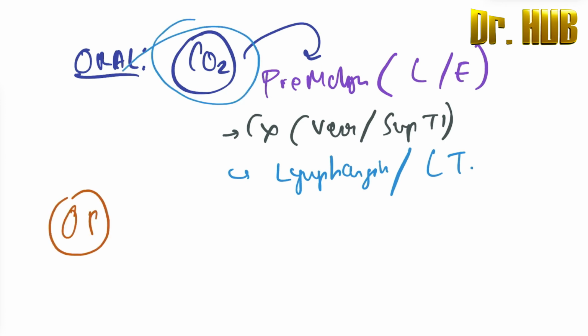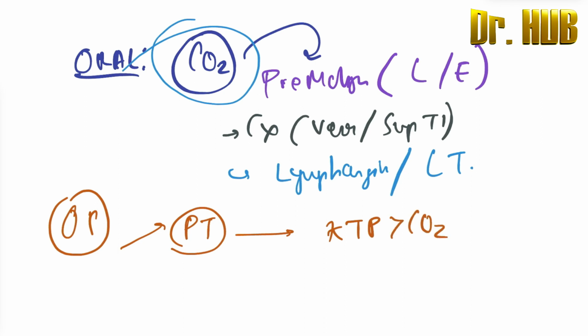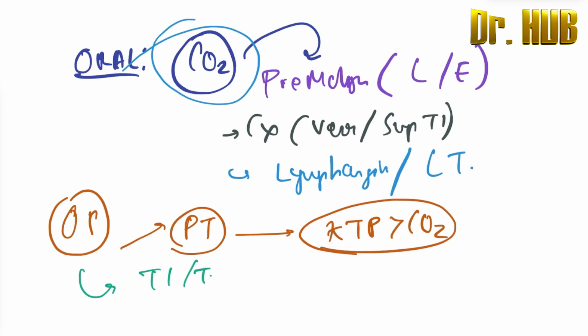Next is the OP, that is the oropharynx. Oropharynx can include the palatine tonsils. In palatine tonsils, the KTP is preferred over the CO2. The other KTP use we saw was in nasal procedures, polyps and epistaxis. The other conditions in the oropharynx can be T1 and T2 SCC, where there is use of carbon dioxide.